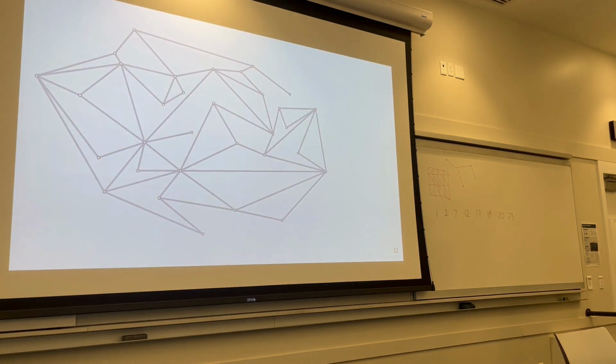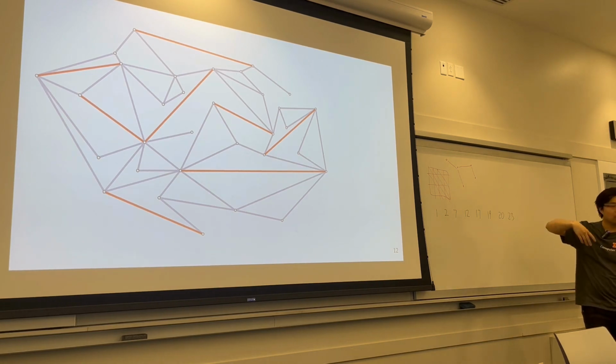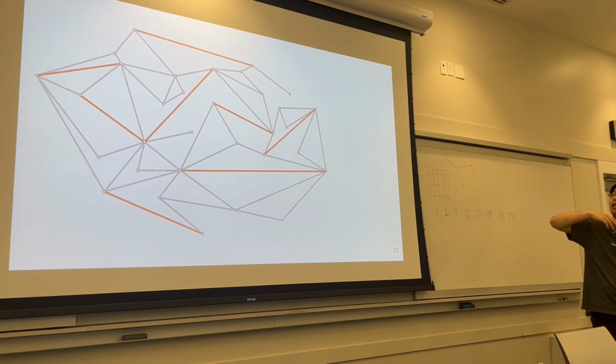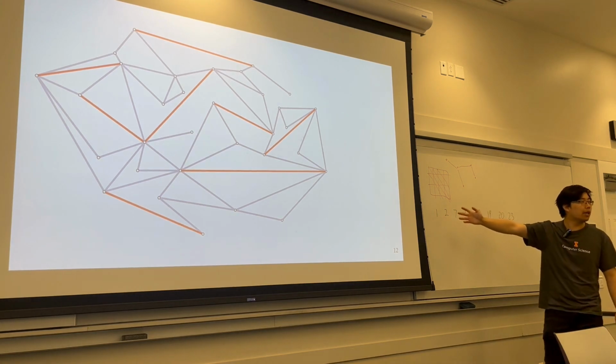So what does that look like in a picture form? I'll also get a little bit into the details of how they construct the separator. Okay, so we're given this graph. It's on multiple machines in the MPC model. What we can do easily is we can just sample a subset of edges, right?